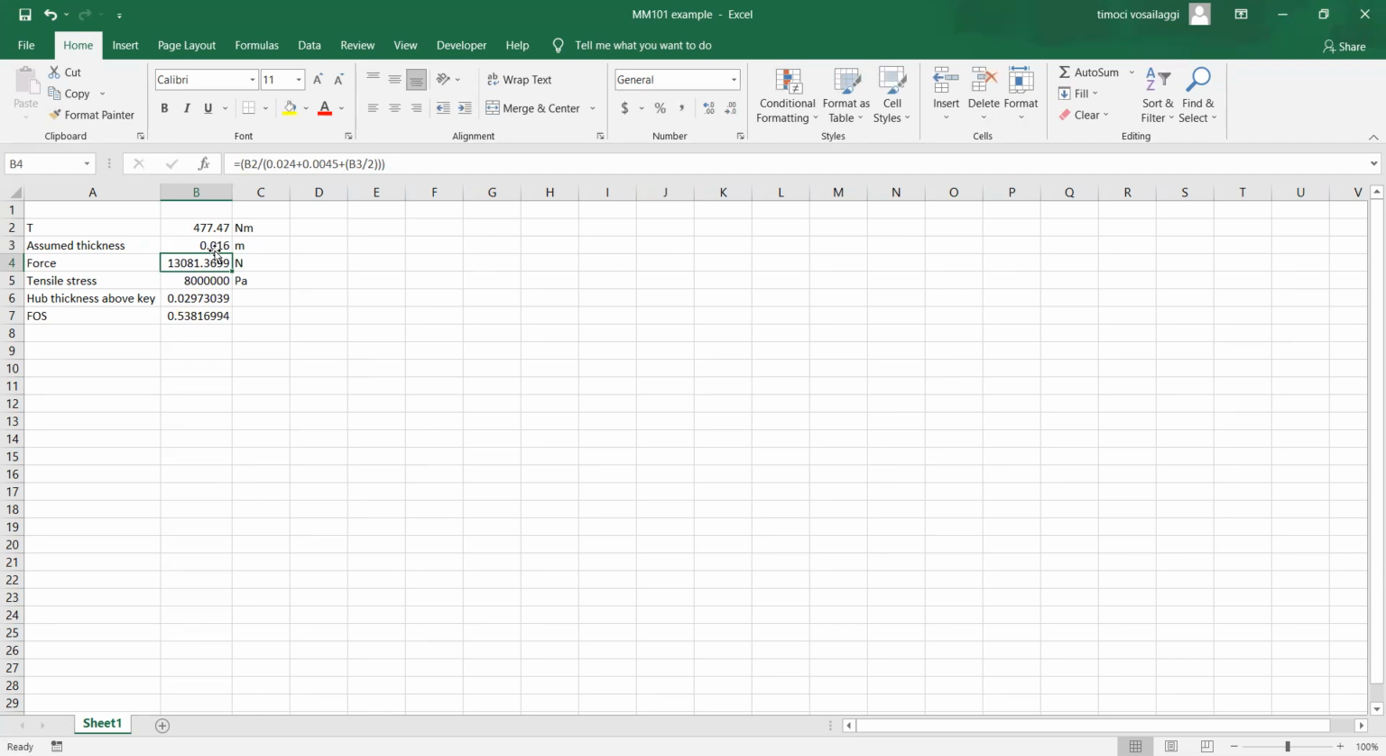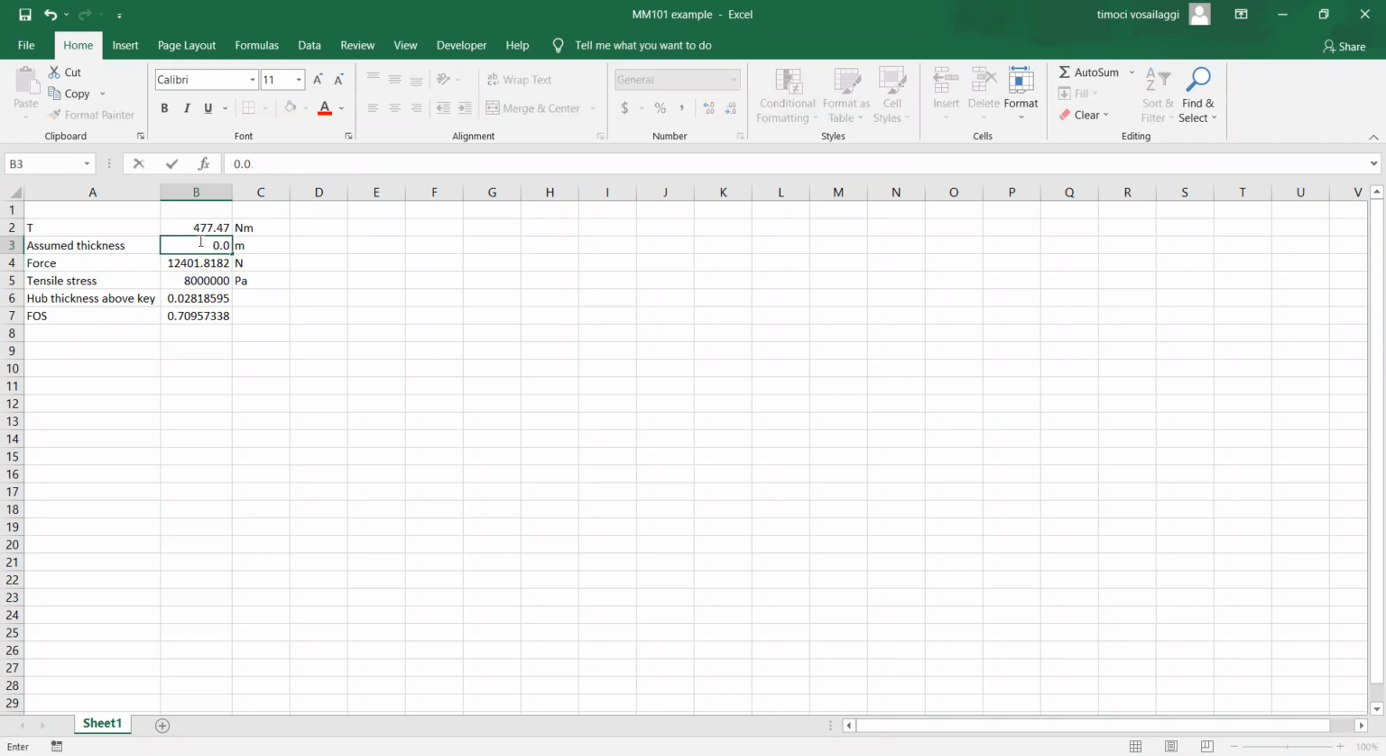So I know that my thickness has to be greater than 16, and it has to be closer to 29. So now I can do the calculation again for a slightly larger thickness, let's say 17 millimeters. You can see the factor of safety increases slightly. Now let's try for 20 millimeters, 0.02. Factor of safety is increased even more. So it's getting safer and safer as I increase this assumed thickness.